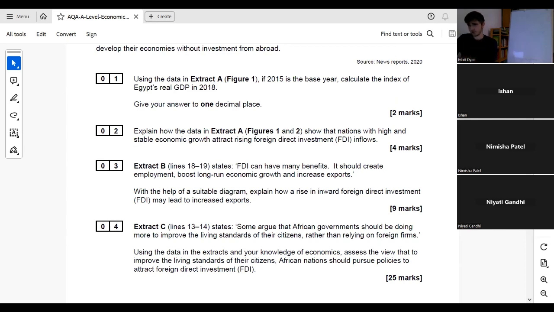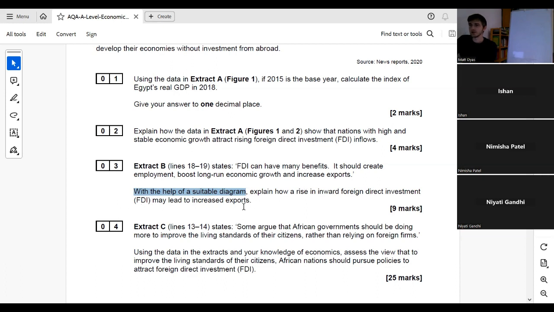So take a little look at this note marker. We're not going to focus too much on what the extract says here. We're just going to try and use our knowledge of AD-AS diagrams, really. So we've been told, with the help of a suitable diagram, and like 95 times out of 100 in macro, they might as well just put "with an AD-AS diagram": explain how a rise in inward foreign direct investment may lead to increased exports.